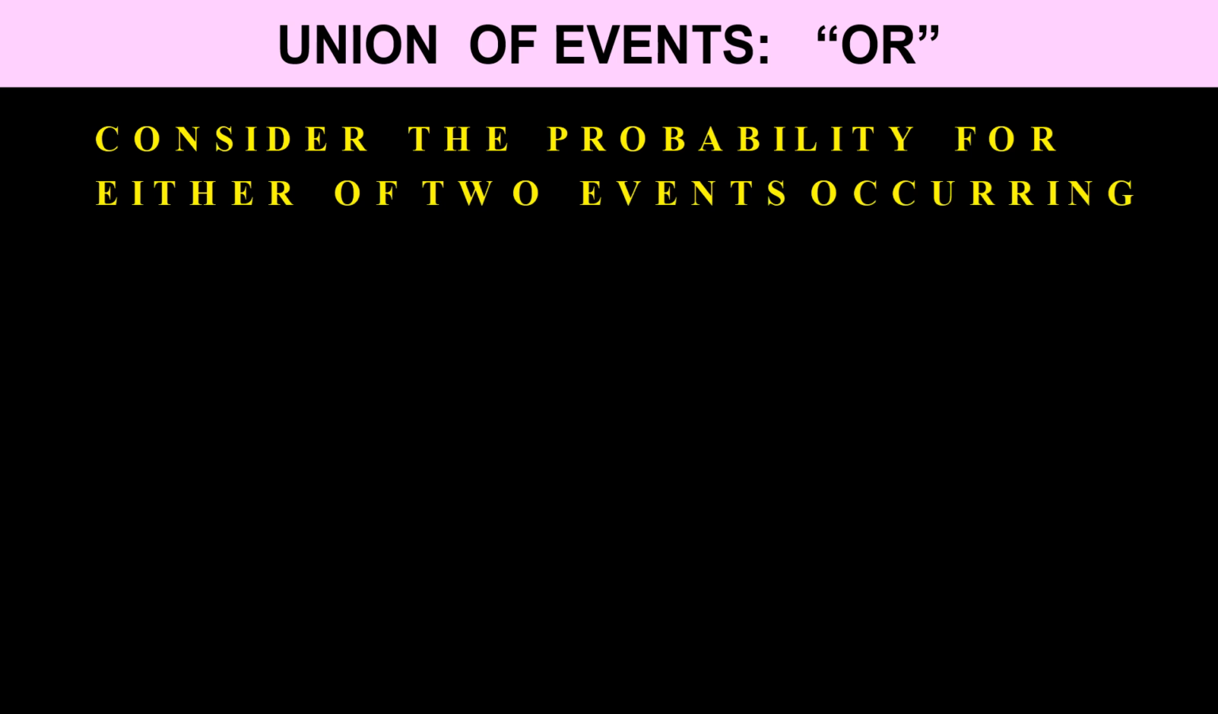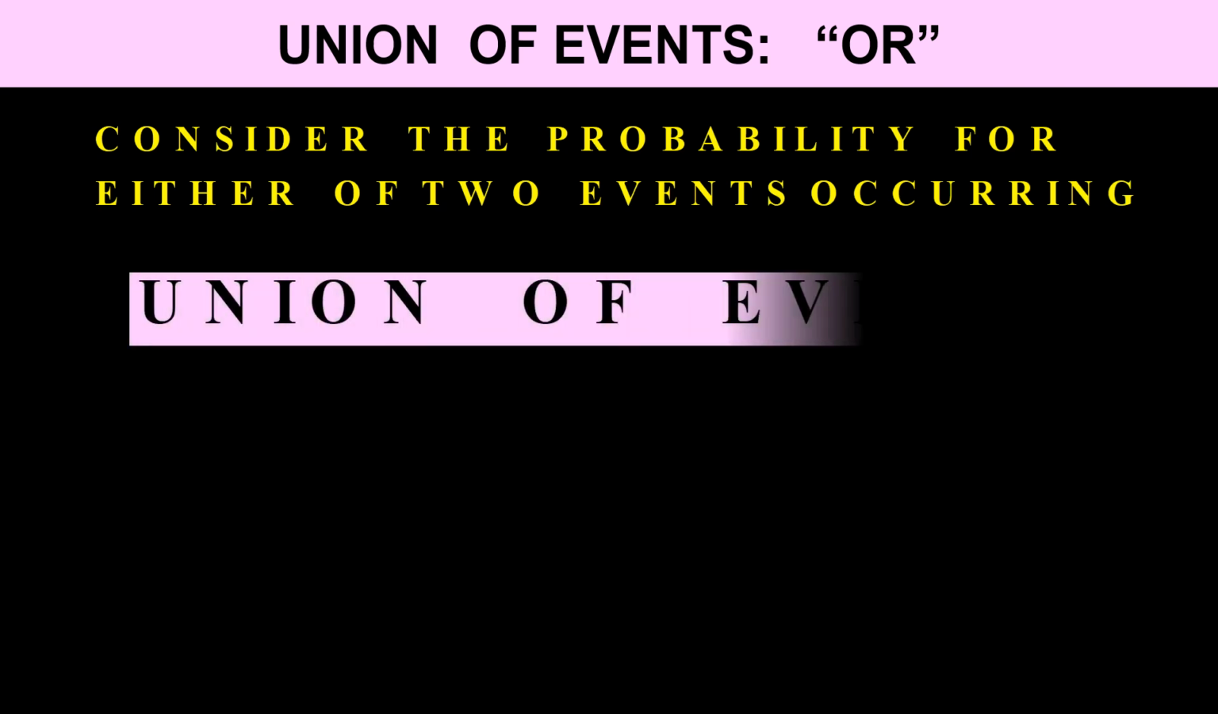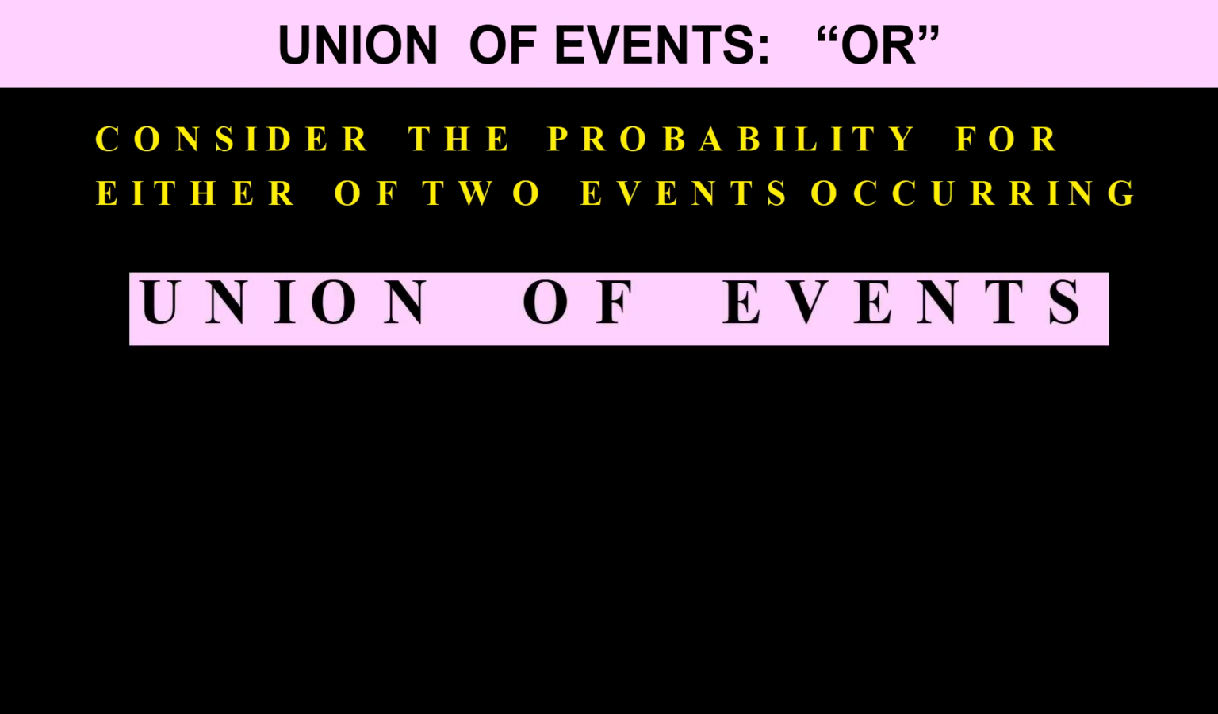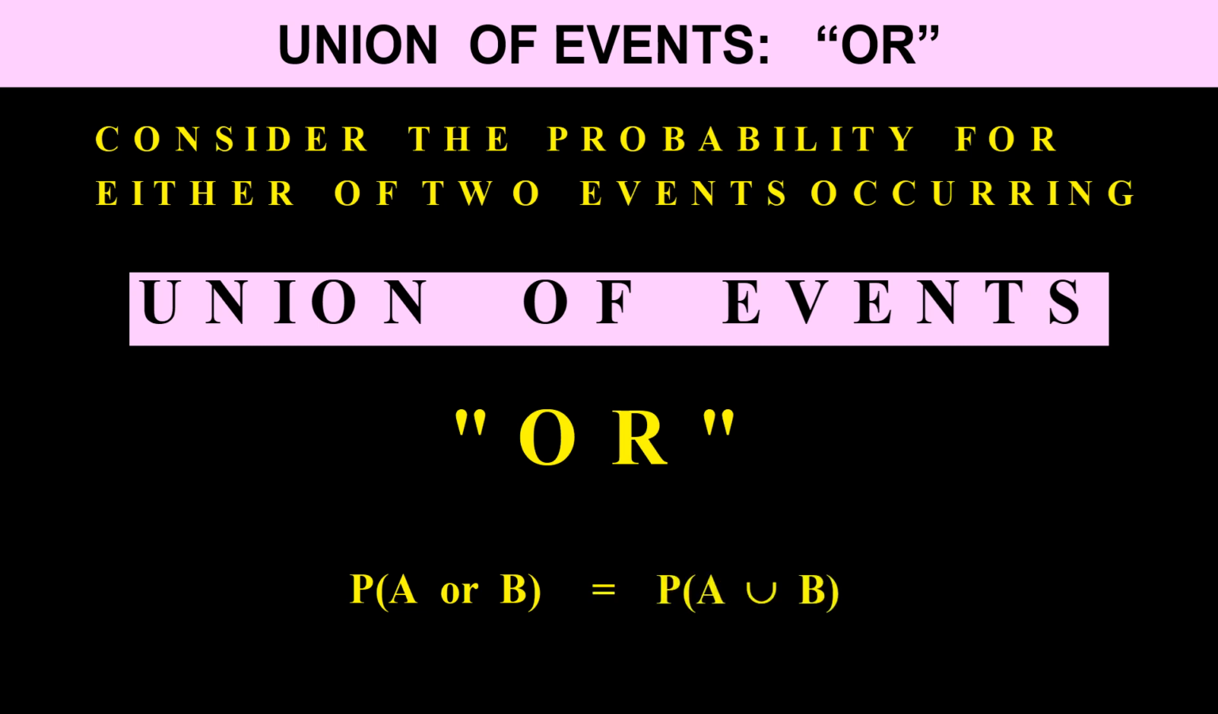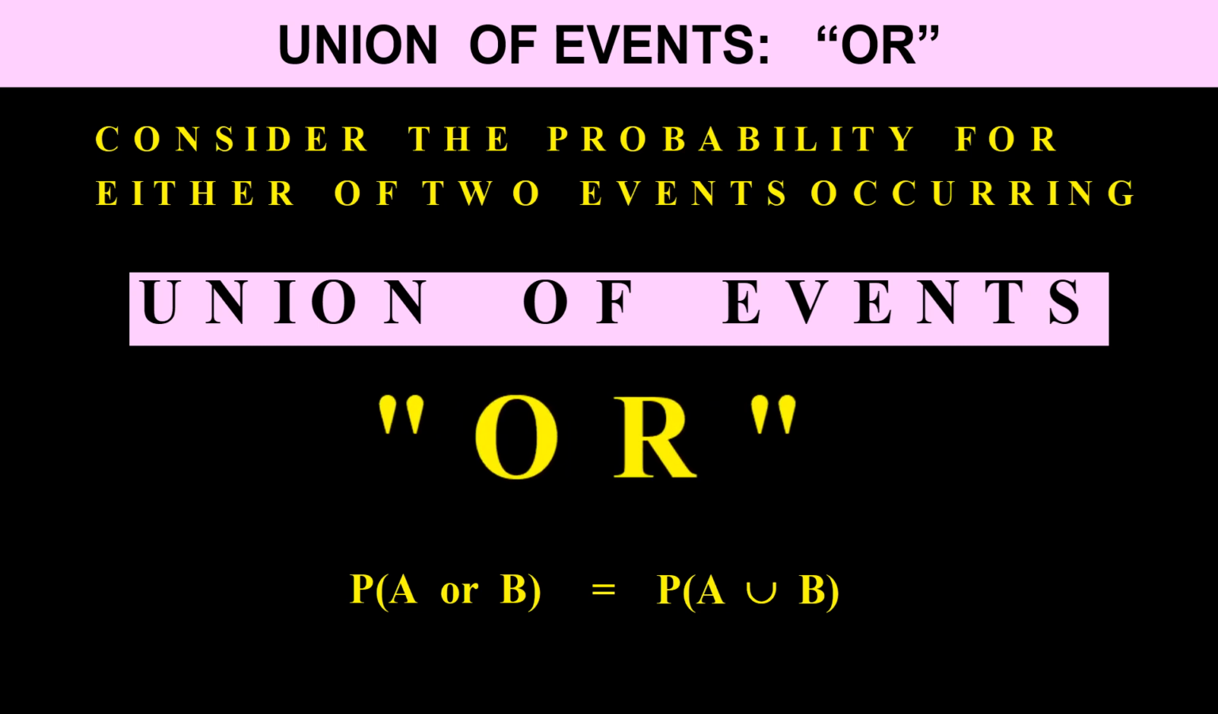Now let us look at the addition rule. Here we're going to look at the union of events, and we're going to use the term "or". Let's consider the probability of either of two events occurring, so one event or the other event occurring. The "or" refers to the union of events. So the probability of A or B, which we can also write as the probability of A union B.